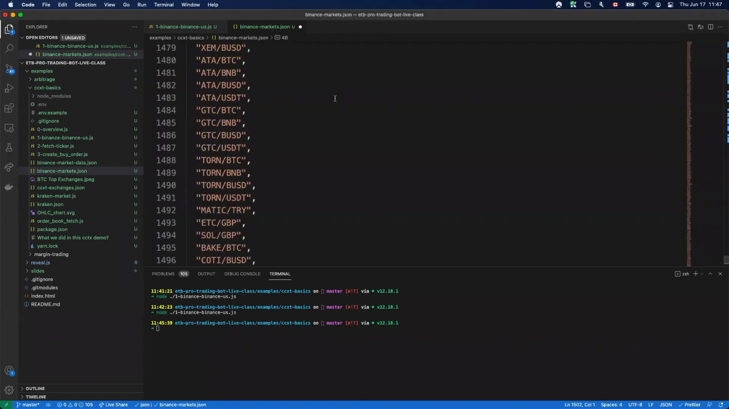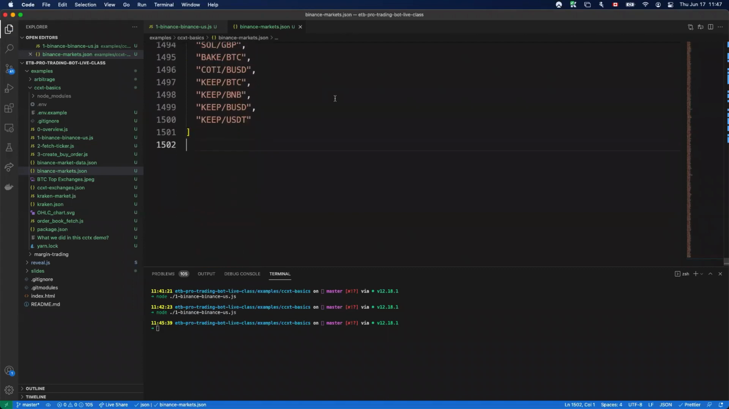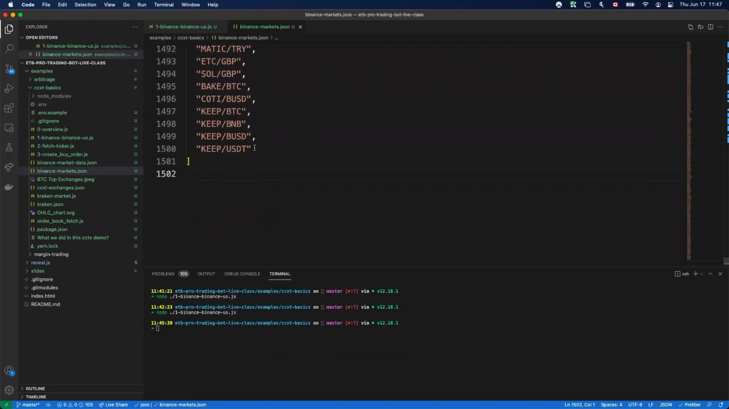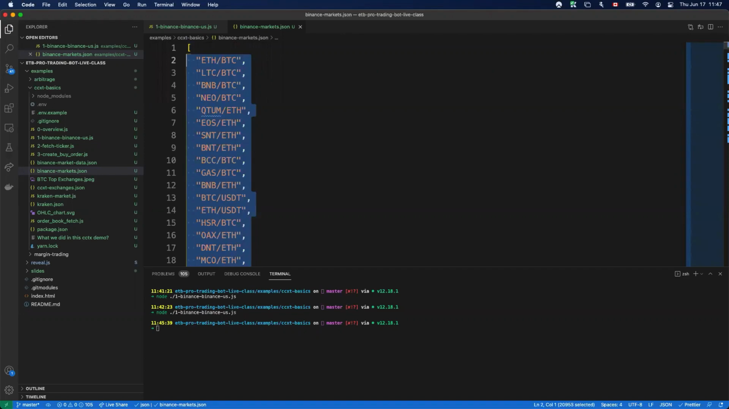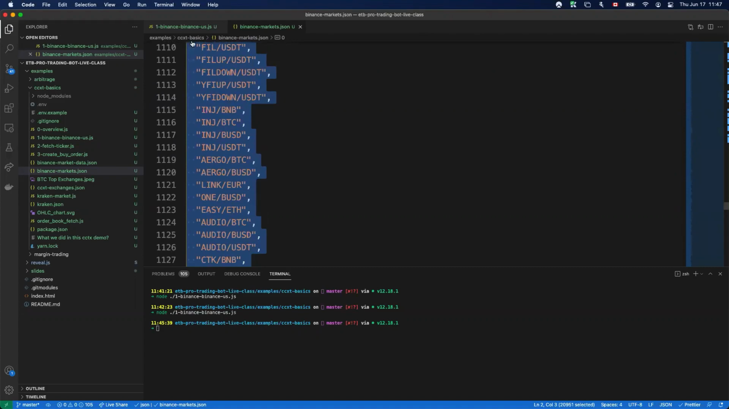So I can quickly format this file. You can see that we currently have 1488 markets available on Binance. Yeah, right.